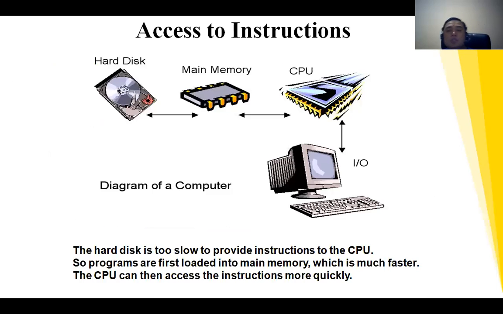Access to instructions. Diagram of a computer: hard disk, main memory, CPU, I/O. The hard disk is too slow to provide instructions to the CPU, so programs are first loaded into main memory, which is much faster. The CPU can then access the instructions more quickly.